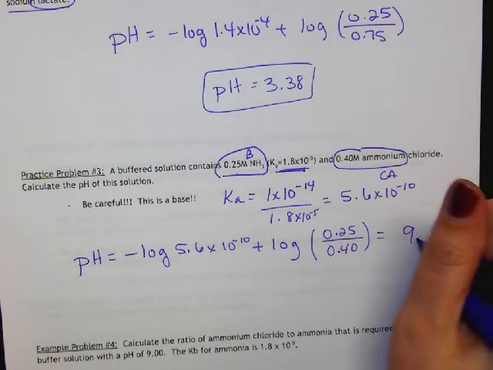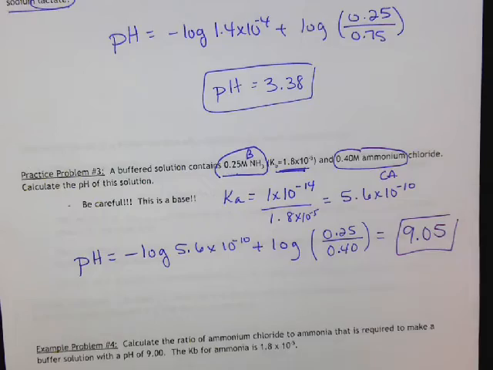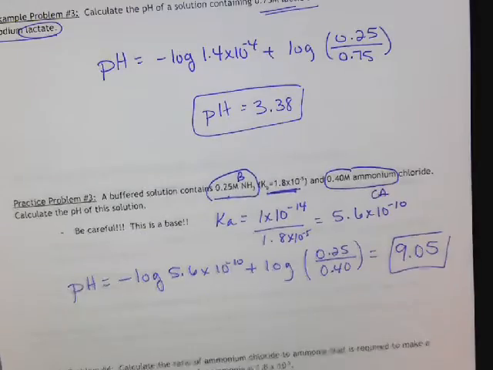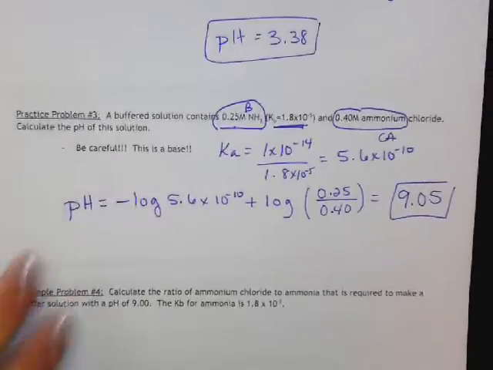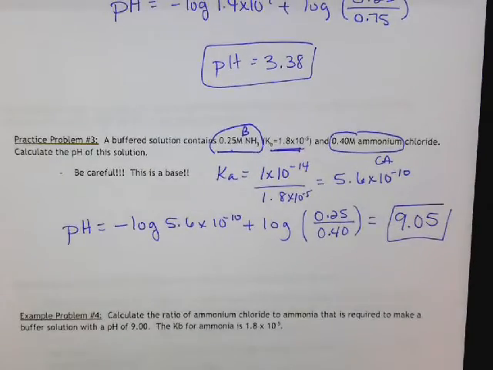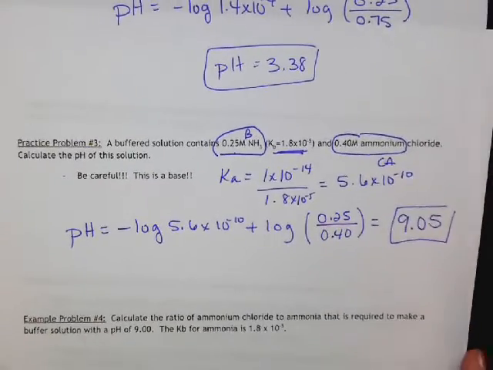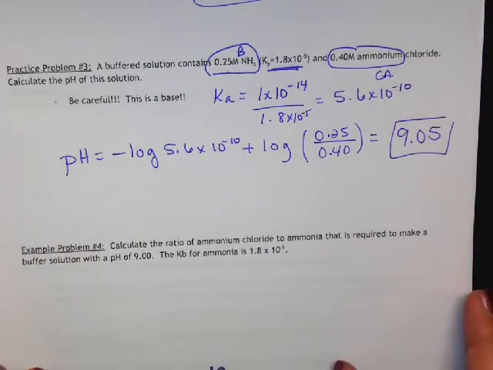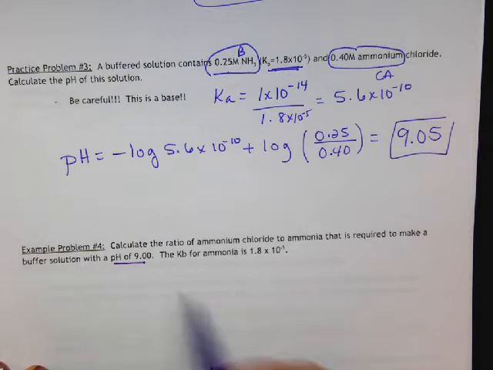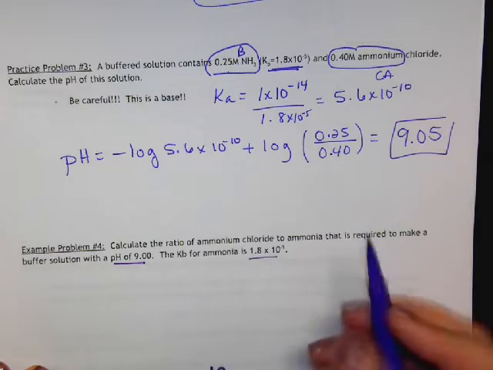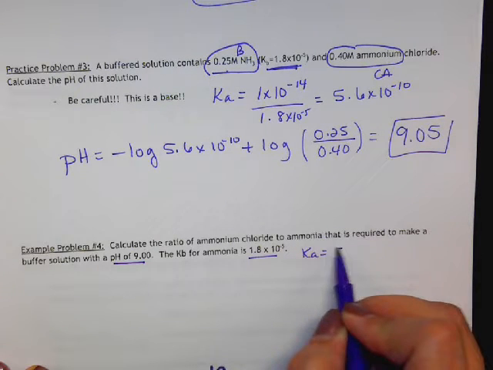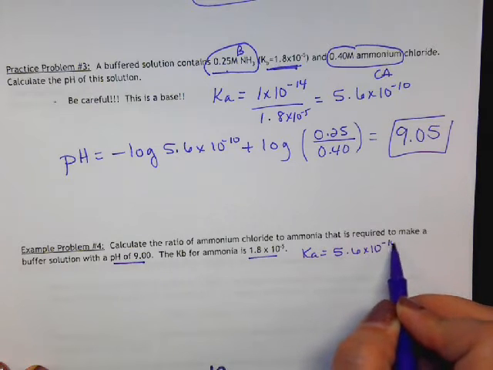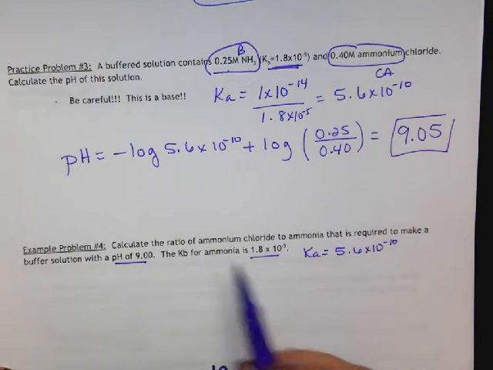And we get 9.05. Okay. And so this next problem is just an example of how to calculate the ratio of the ammonium chloride to ammonia that's required to make a buffer solution with a pH of 9. So here we're told the pH. We know our Kb, and of course in the previous one we found the Ka was 5.6 times 10 to the minus 10. Right, and I want us to calculate this ratio.